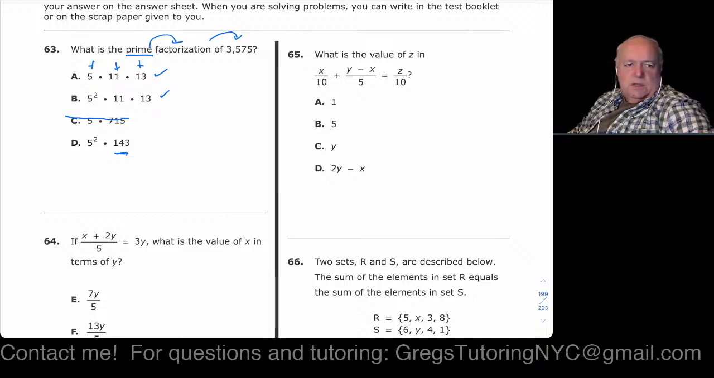So 2 goes in here, no good. 3, no good, because we have 8 plus 15, and that's no good. So the first factor seems to be 5. If we divide 5 into 35, we get 7. 5 into the next 7 goes once, and we get 2. So we get 715 out of that.